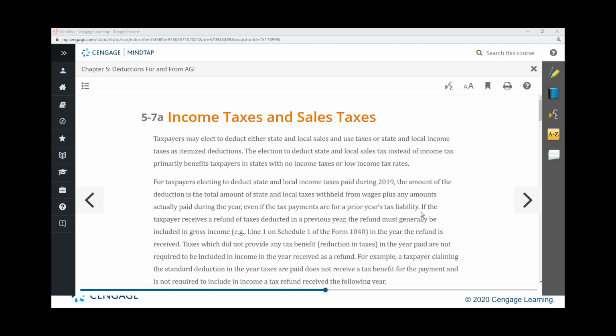In the book, it says, if the taxpayer receives a refund of taxes deducted in a previous year, the refund must generally be included in gross income, line 1 on Schedule 1 of Form 1040. So the taxpayer received the refund, and it must be included in gross income in the year that the refund is received. Taxes which did not provide any tax benefit in the year paid are not required to be included in income in the year received as a refund. So taxes which did not provide a tax benefit.